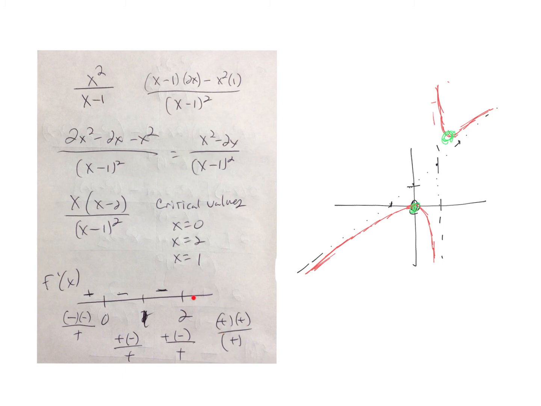And then this side, greater than 2, positive, positive, positive. I didn't write that on the paper, did I? So that's positive. So that tells me the function's increasing. So the function's increasing until 0, decreasing until it hits 1, then it skips over 1, and then it's still decreasing. And then it turns around and turns increasing.